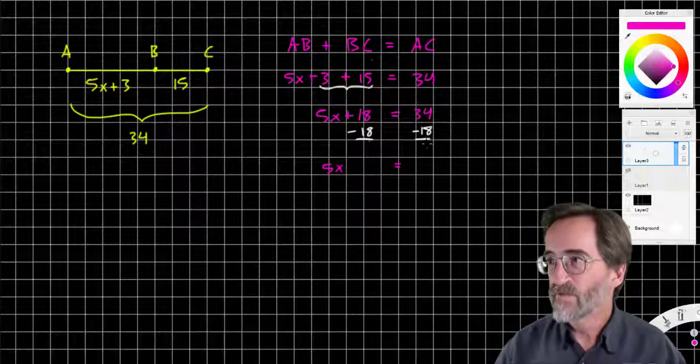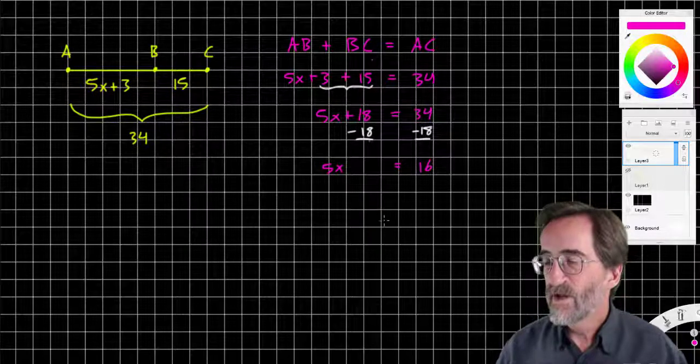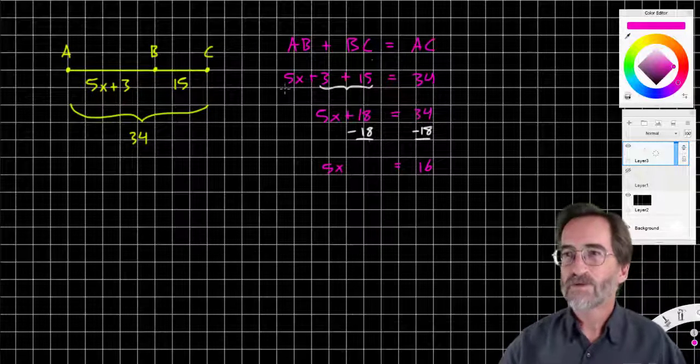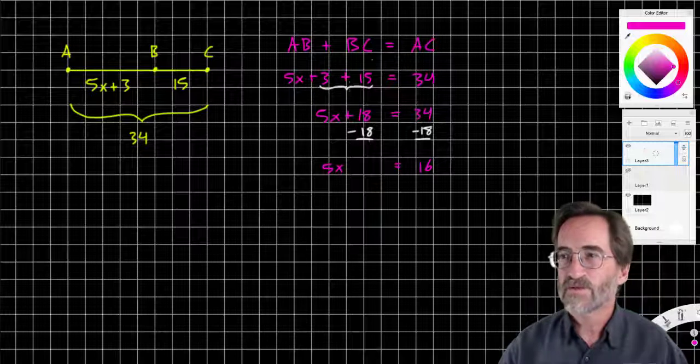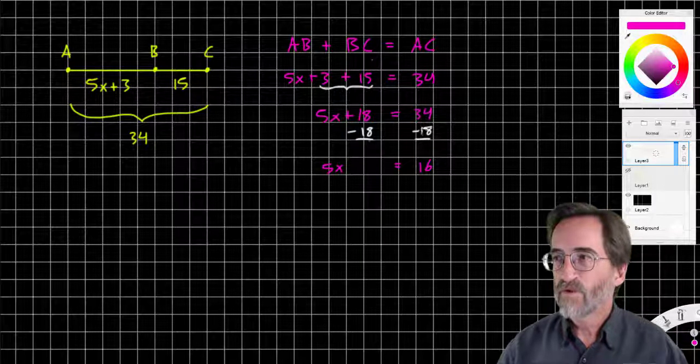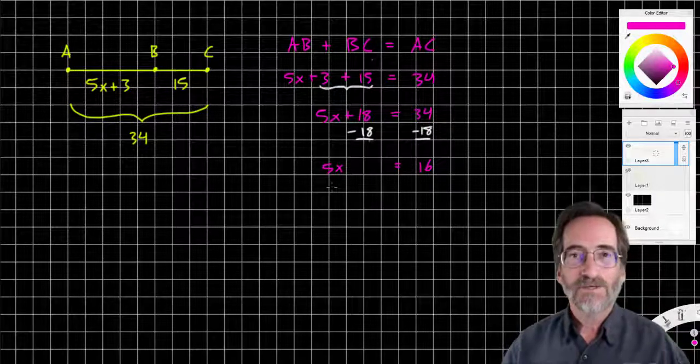Let me make sure I did this right. 5x plus 3 plus 15 equals 34. 3 and 15 is 18. 34 minus 18, 34 minus 20 is 14 plus 2 is 16. Yep, we did it right. I just didn't set up the problem the way I like.